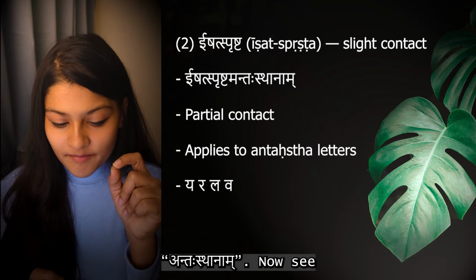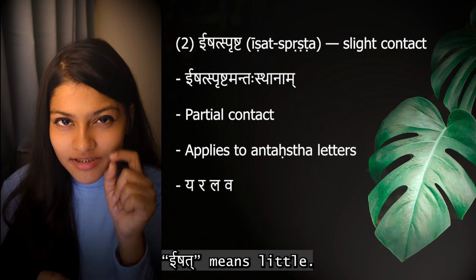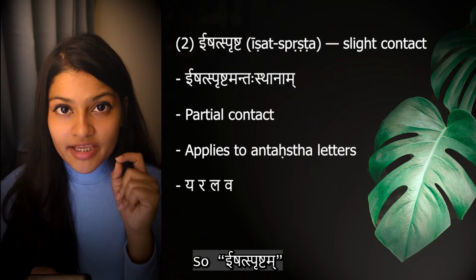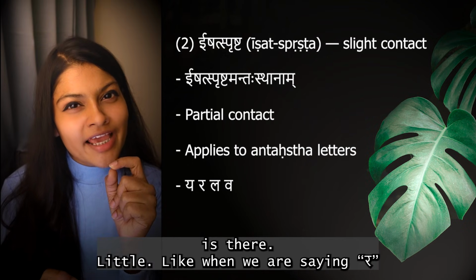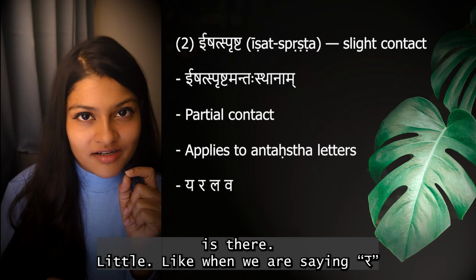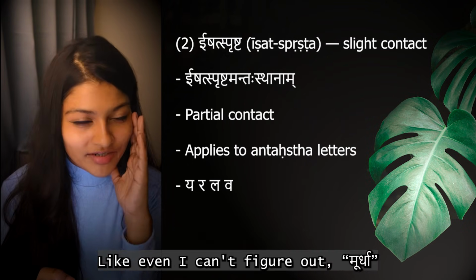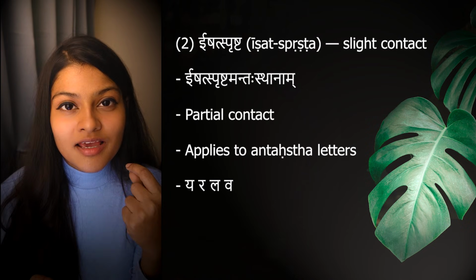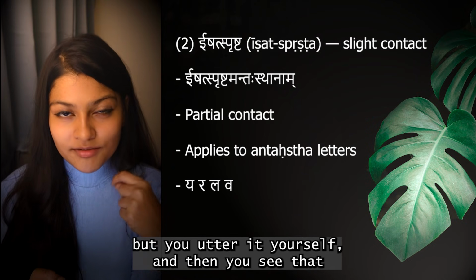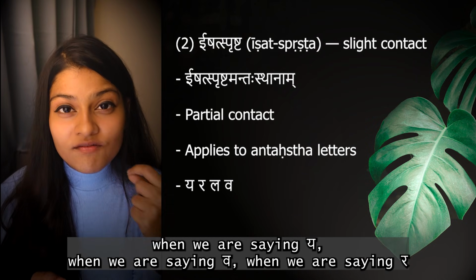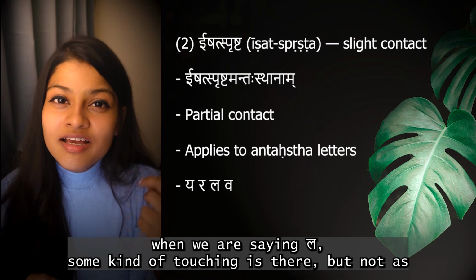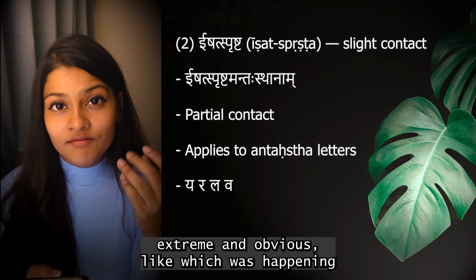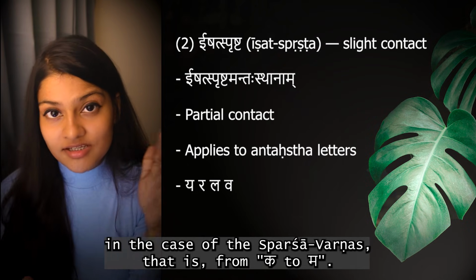See, Sprishtam, you got it, touching, right? Ishat means little. This is one word you learnt. So Ishat Sprishtam is where the touching is there, but little. When we are saying ra, there is touching somewhere. I can't figure out exactly where, but you utter it yourself, and when we are saying va, ra, la, some kind of touching is there, but not as extreme and obvious as it was in the case of the sparsha varnas, that is from ka to ma.